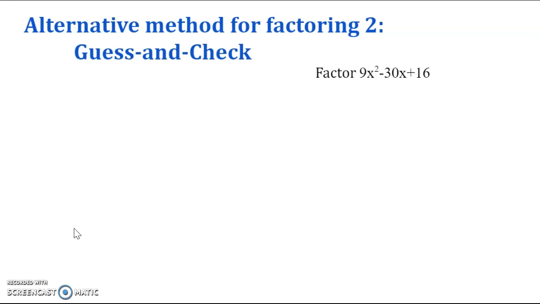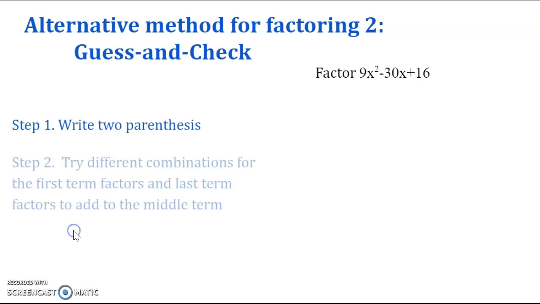This is the method of choice, especially in higher math, as you go into pre-calculus and calculus and so on and so forth. You're probably not going to be pulling out your area model, okay, because that just takes too long. So this is the method of choice. So please pay attention. What you need to do is you need to first write the two parentheses, and then you are looking to try different combinations for the first term factors and the last term factors to add to the middle term. So let me demonstrate that right now.